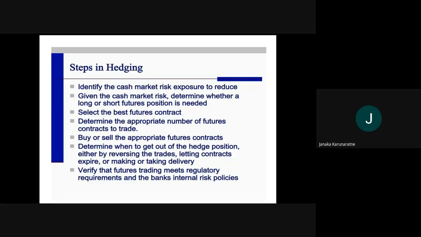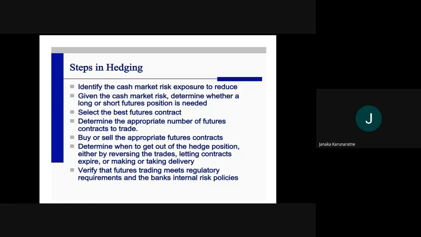And select the best futures contract. So select means, let's say you want to borrow in May, then identify the best suitable contract close to May. Then determine the appropriate number of futures contracts. Now, as I said, you can't exactly match, so identify the number. Then you either buy or sell. If interest rate is going to rise, you sell the futures contract. If interest rate is going to drop, you buy the futures contracts.